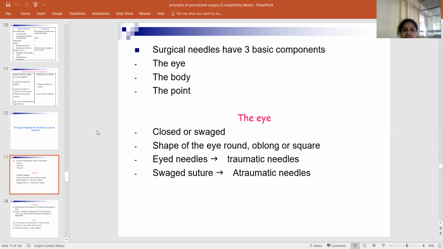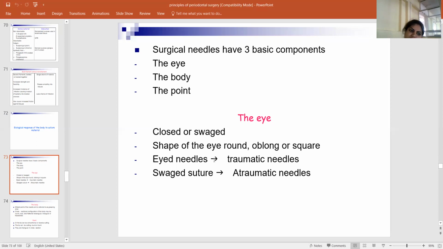The eye can be closed or swaged, and the shape of the eye can be round, oblong, or square. Eyed needles are traumatic needles, and swaged sutures are atraumatic needles. Why is it atraumatic? Because it does not have an eye, so the suture does not need to pass through an eye, and it is directly swaged into the body of the suture needle. The eyed type of needles are the traumatic needles.